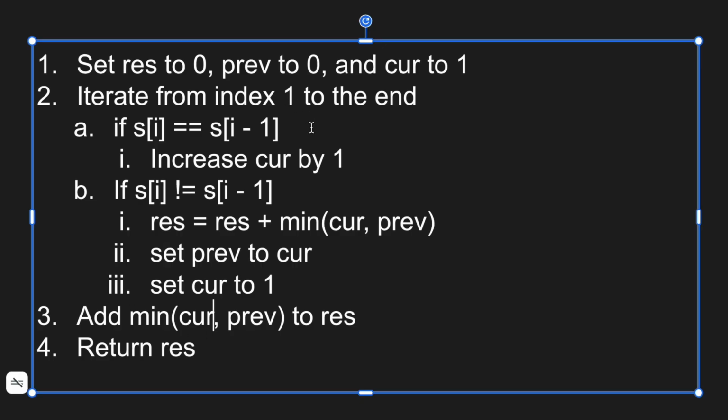And finally, after iterating to the end, we will need to add current and previous to result again, because let's say we have this. When we are here, it will add this. When we are here, it will add it here. When we are here, it's unequal again, so it will add it here. But when we are here, we are at the end, so we need to make sure we add the lesser between current and previous again to result to get the correct result. And after that, we can return result.